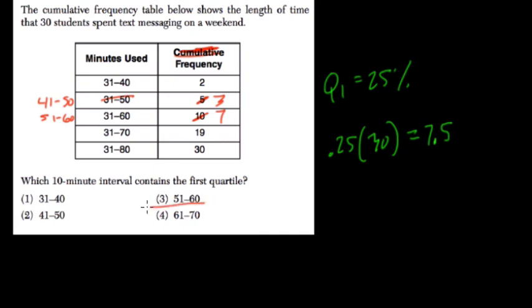In this range right here from 51 through 60, we have the first 7.5 data points of the first 25%.